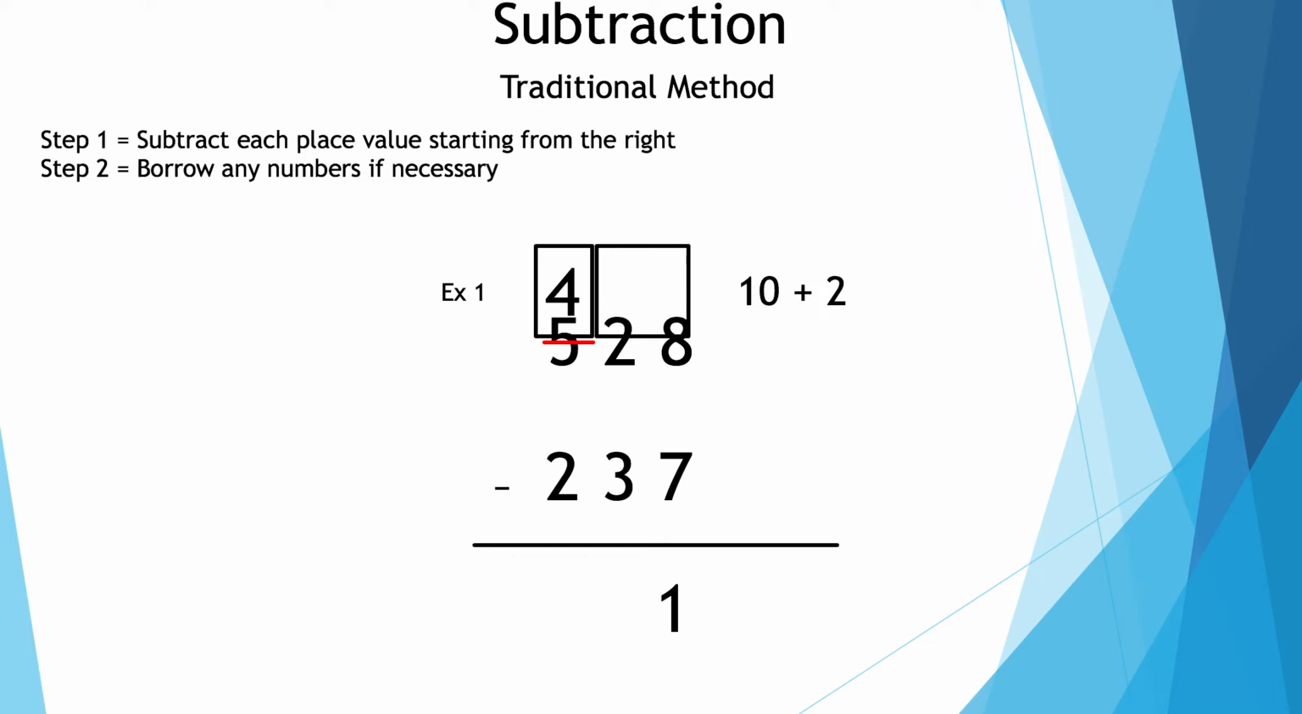10 plus 2 is 12. So 12 minus 3 is 9. 4 minus 2 is 2. So my answer is 291.